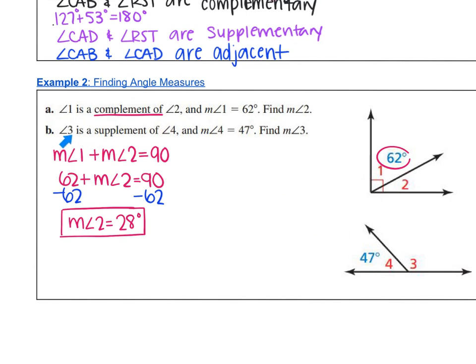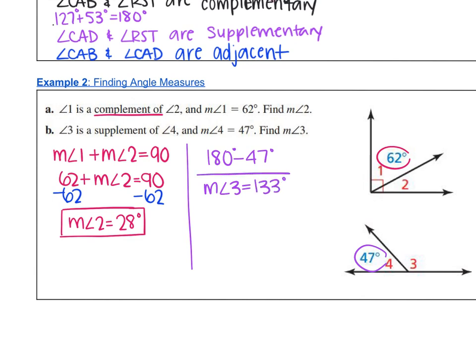Similarly, part B says angle 3 is a supplement of angle 4, so that means they're supplementary angles. They should add up to 180. We know that angle 4 is 47 degrees. If I want to find angle 3, kind of like what I just did, I'm going to subtract what I have, which is 47, from 180. So I'll go 180 minus 47 degrees, which means the missing angle measure, which in this case is the measure of angle 3, is 133 degrees.